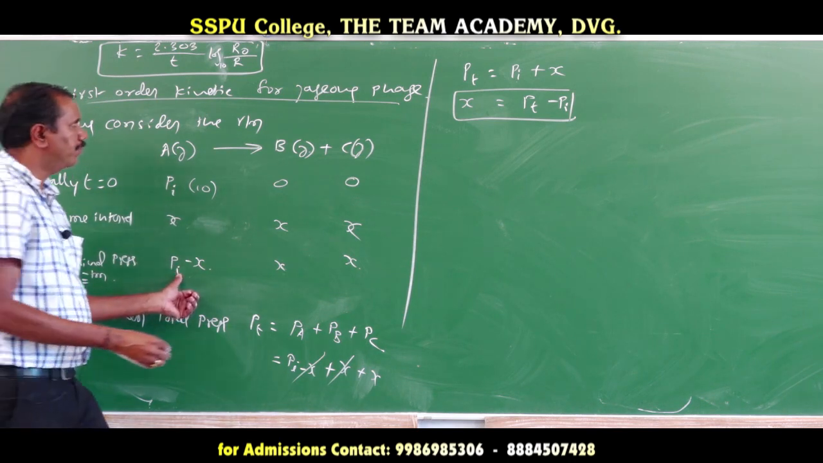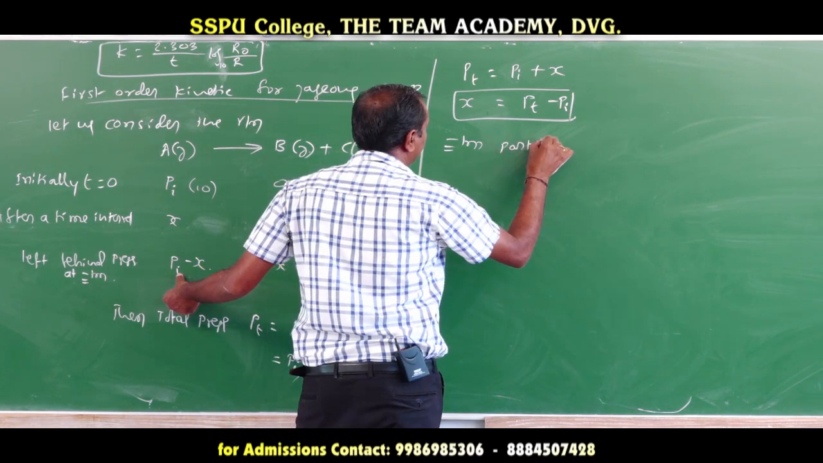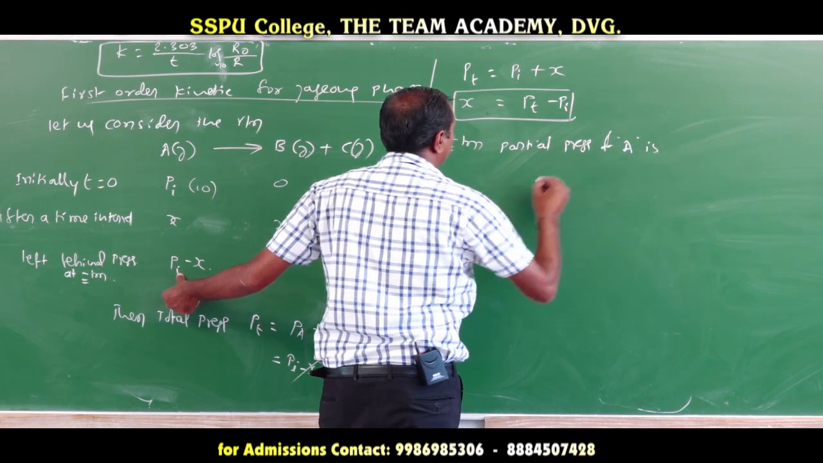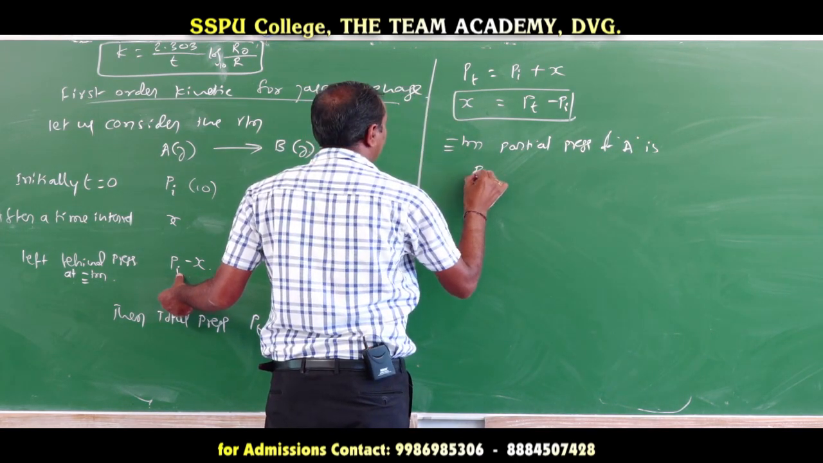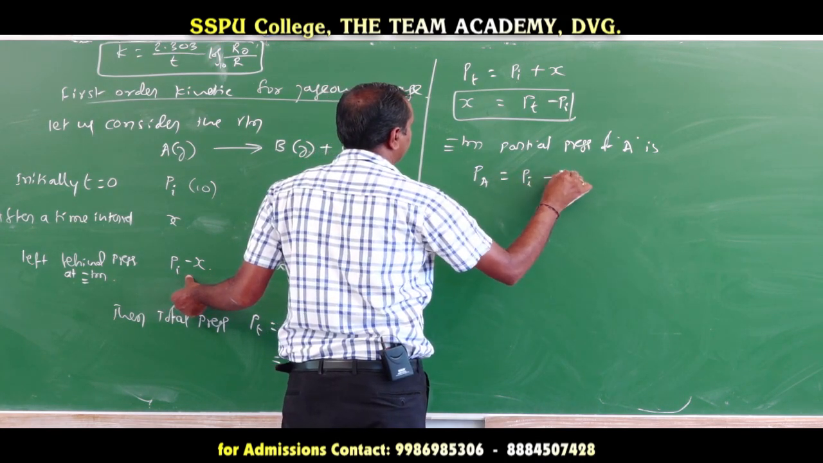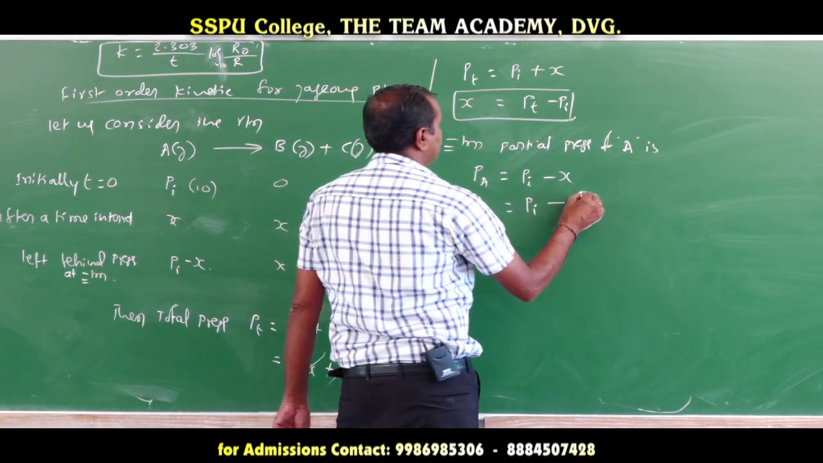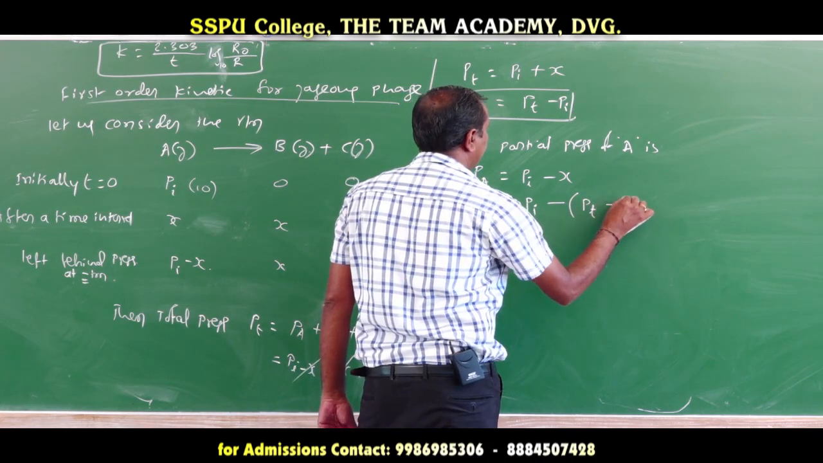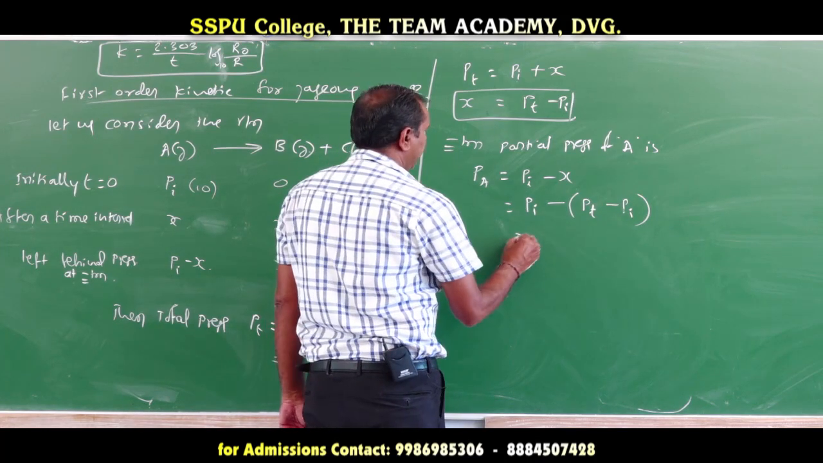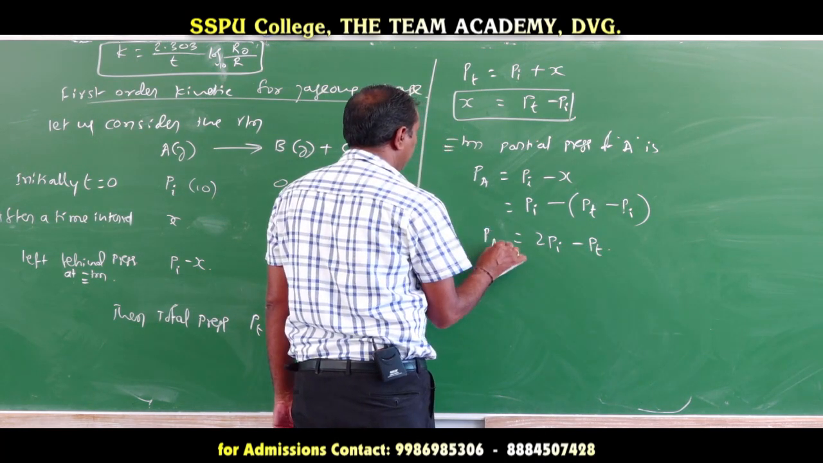So the partial pressure of A at equilibrium equals Pi minus x. What is the value of x? Pt minus Pi. Minus of minus gives plus Pi, so it is 2 Pi minus Pt. This is the partial pressure of A.